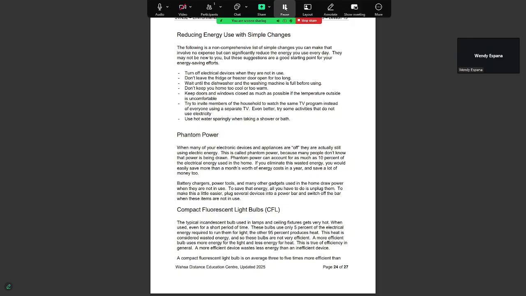Keep doors and windows closed as much as possible if the temperature outside is uncomfortable. So if it is boiling hot outside, keep your windows closed and your curtains. Like, keep your house nice and dark. It'll stay way cooler. If it's a nice warm sunny day in the winter, open your curtains. Let the nice warm sunny air come in. It'll warm up your living room.